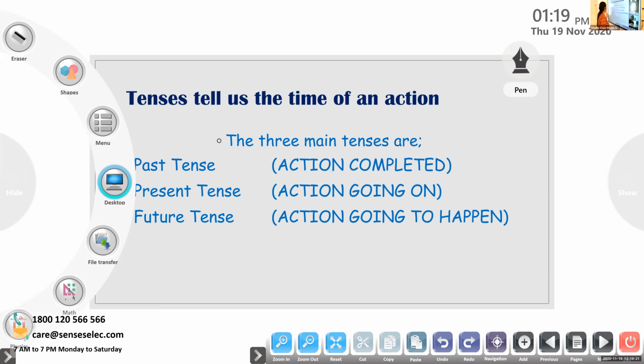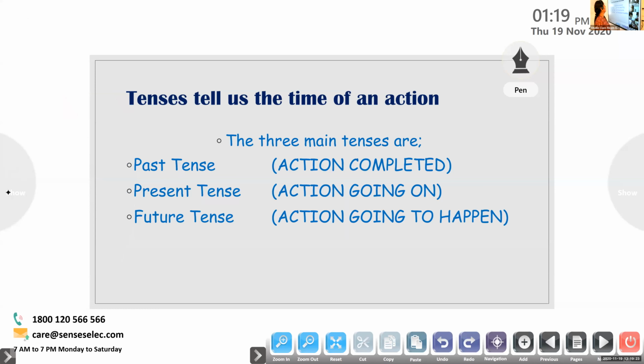Okay, so we had learned the definition of tenses. What was the definition we learned? Tenses tell us the time of an action. Do you remember that? Why do we use tense? It always tells us the time of an action. And the three main tenses are, you know that: past tense, present tense, future tense. You know very well the use of each.